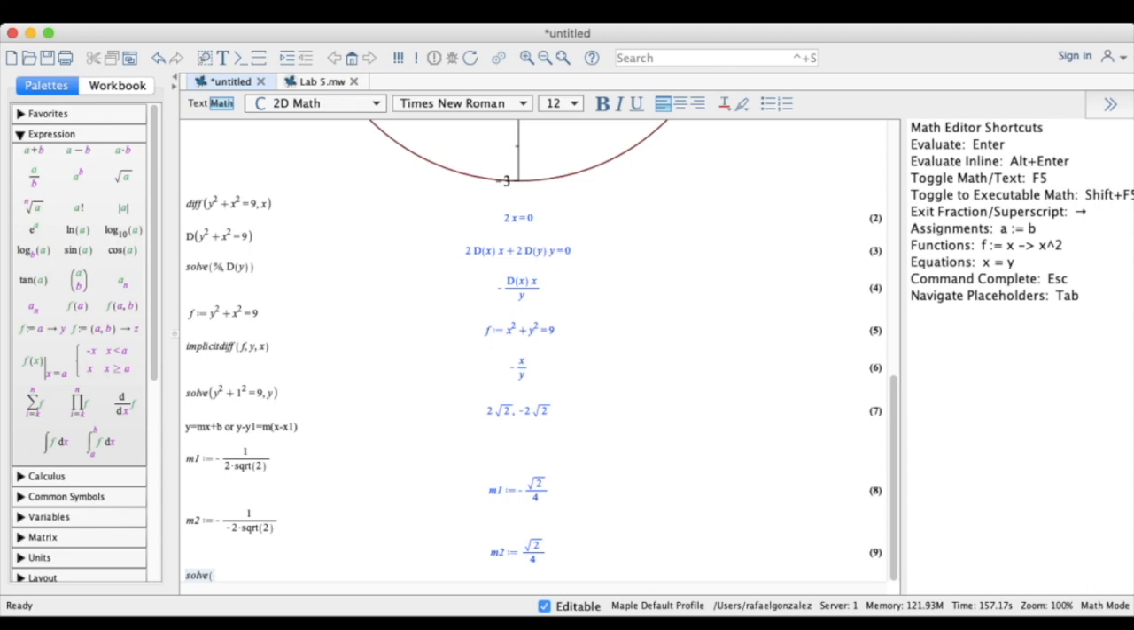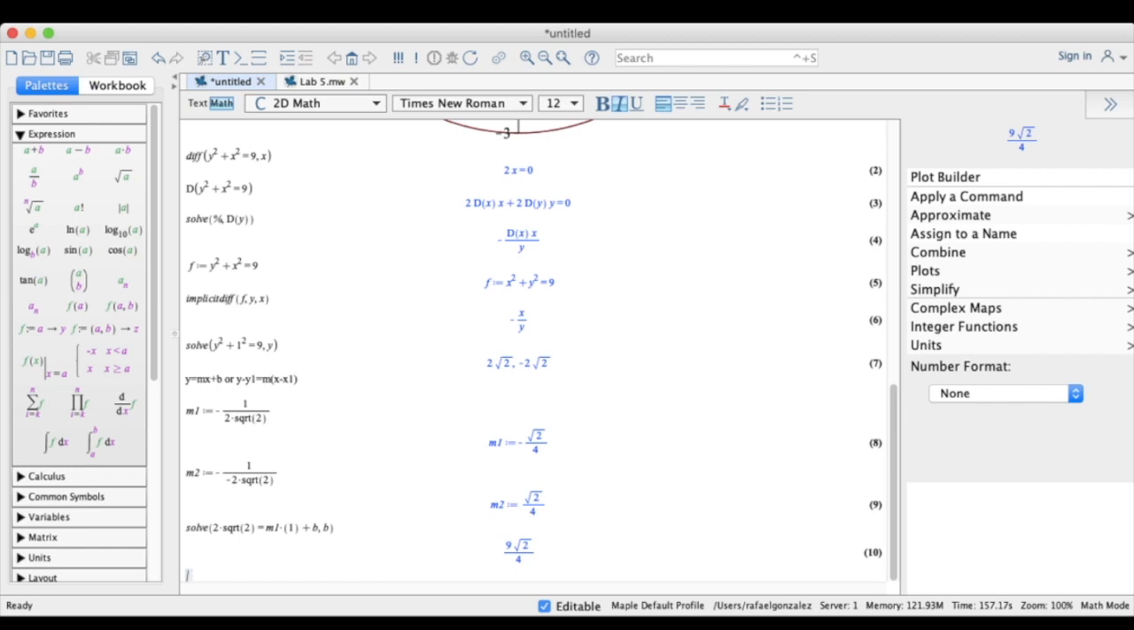So that means that for my y value, I have 2 times the square root of 2 equals, well, m1, which is my first slope, times, what is the value for x here? Well, the value for x is 1, plus b, and I'm solving this equation for b.